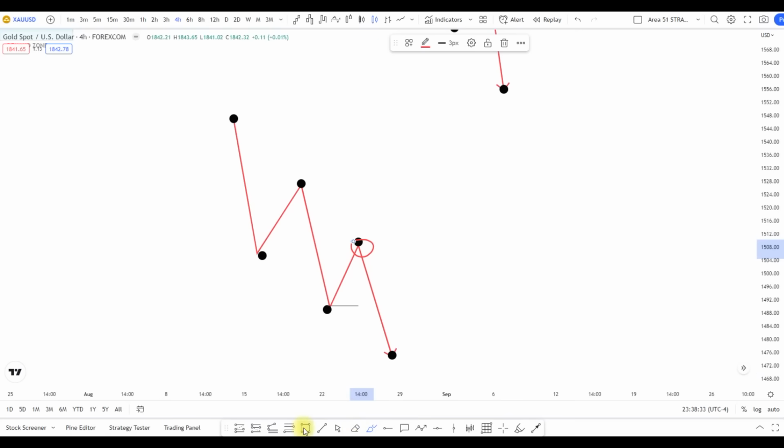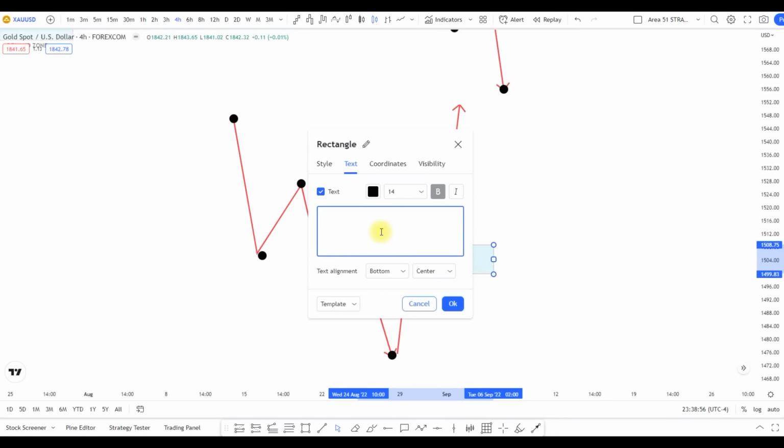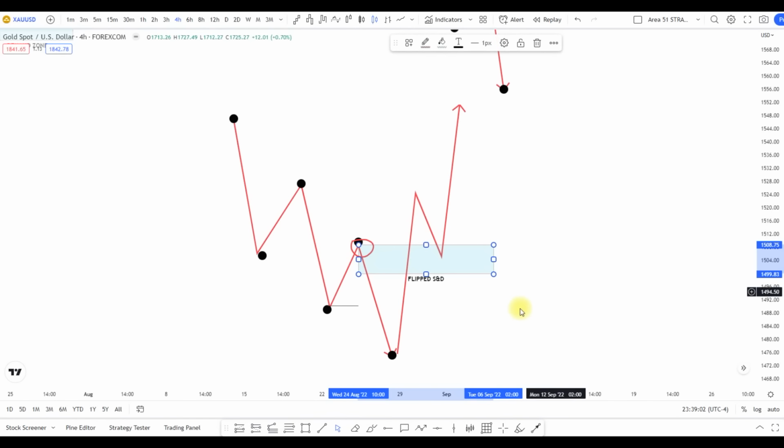So what happens is the market is gonna come up, break this supply zone, retest it somewhere here, and then continue to the upside. So what do you call this? This is what's called flipped supply and demand. It was a supply zone and now it's changed into a demand. So this is what they call flipped supply and demand, guys.